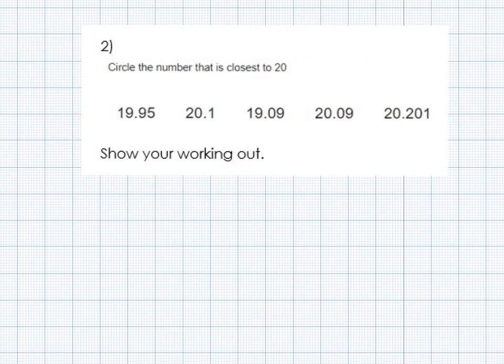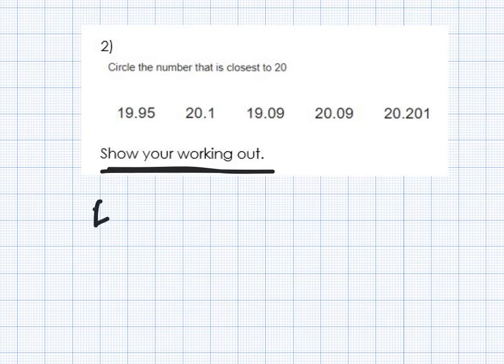So in this next problem, we've got to circle the number that's closest to 20 now. We don't want to be guessing, we want to be showing all of our working out. So we're going to work out how close each number is to 20, and then it should be obvious which one is the closest. So I'm going to look at the first one, 19.95.